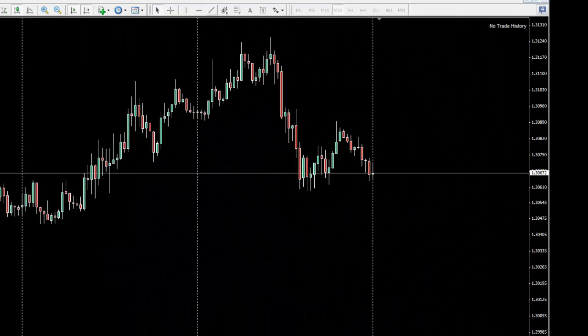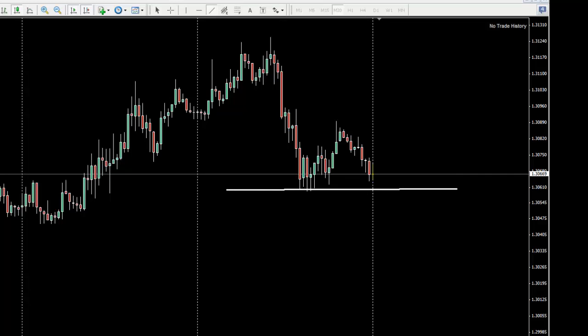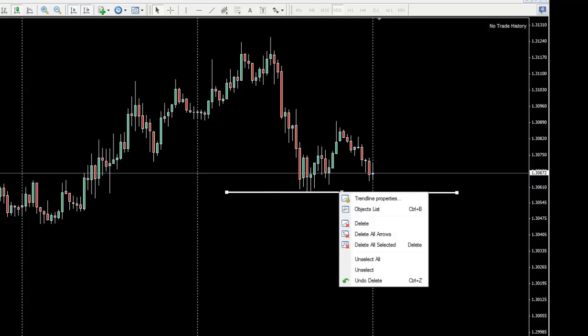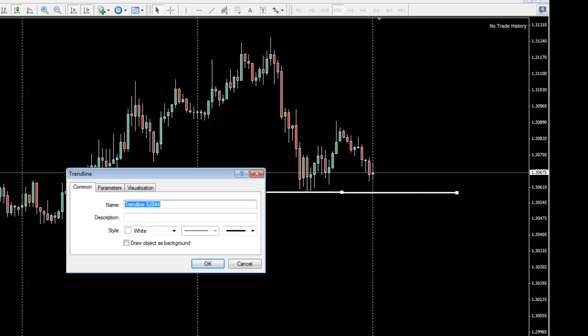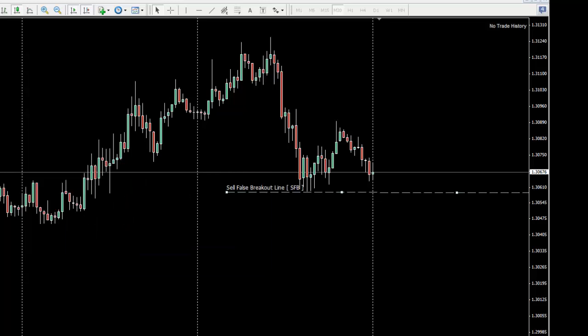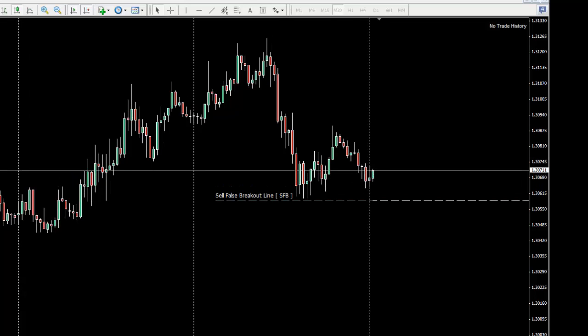Okay, let's start by drawing our trend line, our sell false breakout line. So we're going to place that at the swing low. Right click, trend line and SFB. Let's move that over slightly so that it's easier to read. And let's speed up the chart so that we can see the action happening.